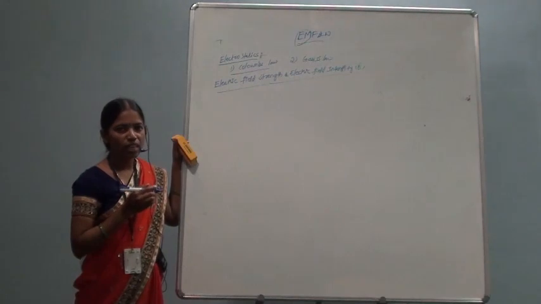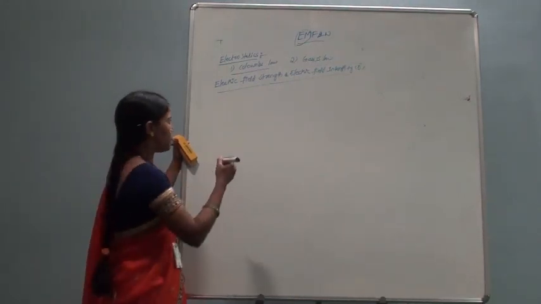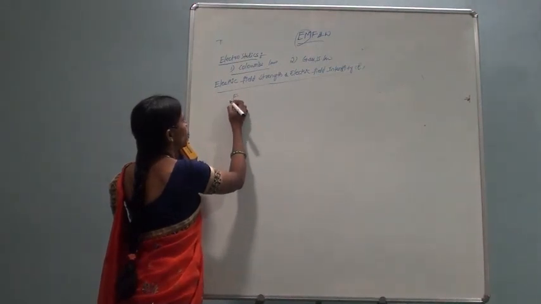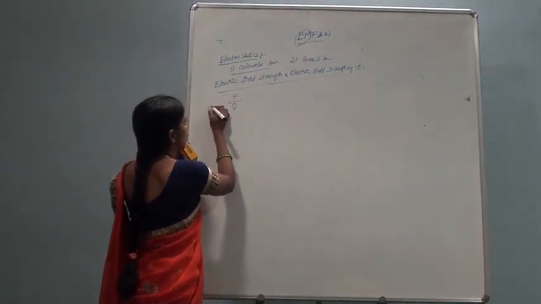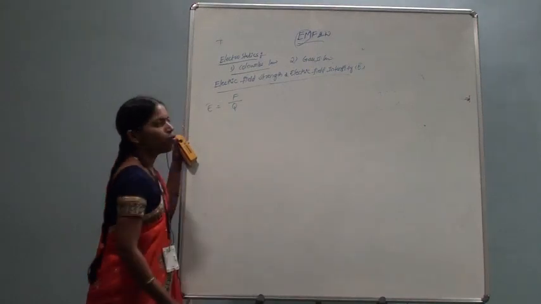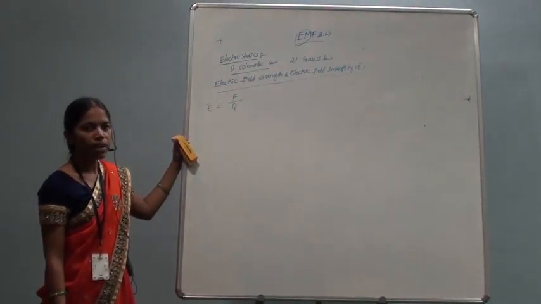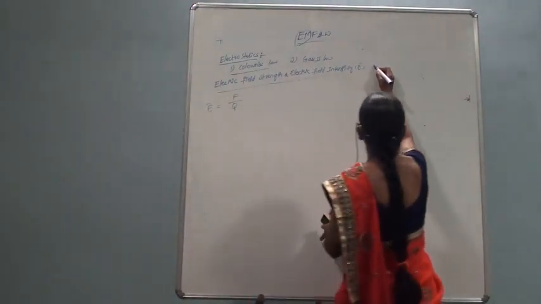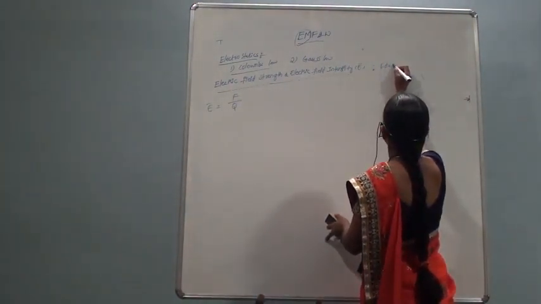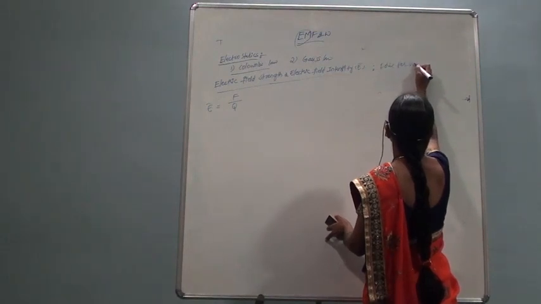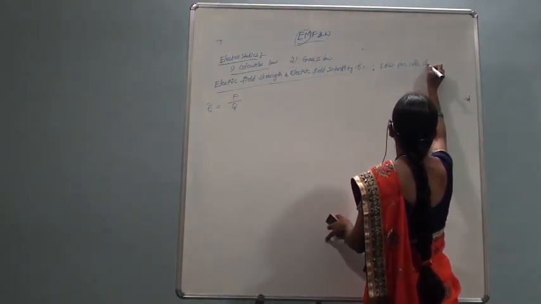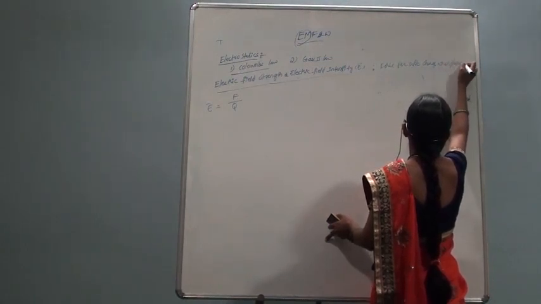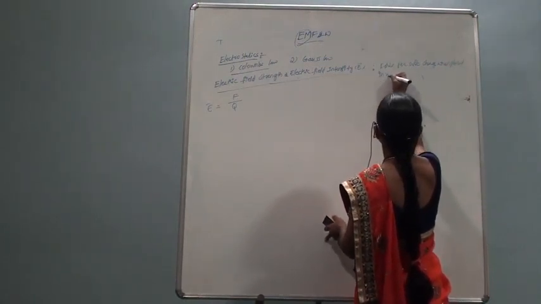Now the definition of electric field strength is, it is defined as force per unit charge. The electric field strength is defined as force per unit charge when placed in an electric field.